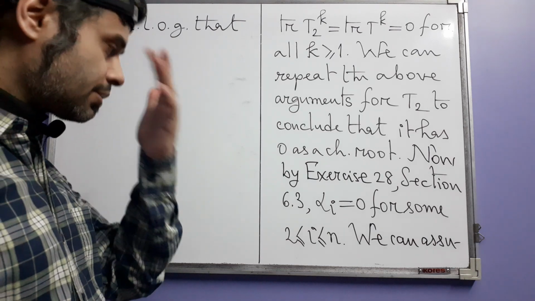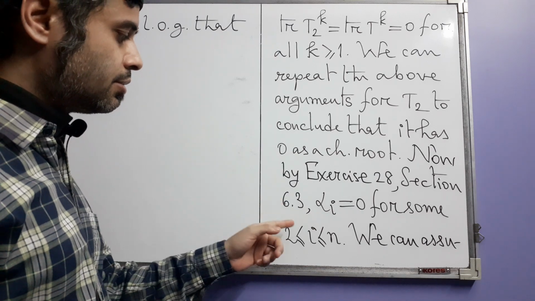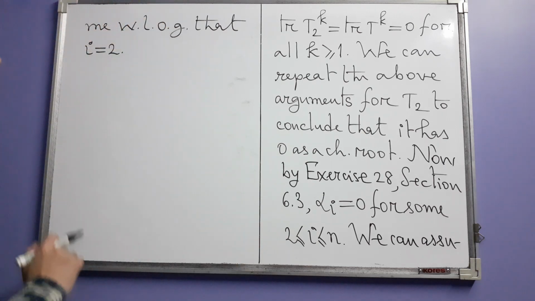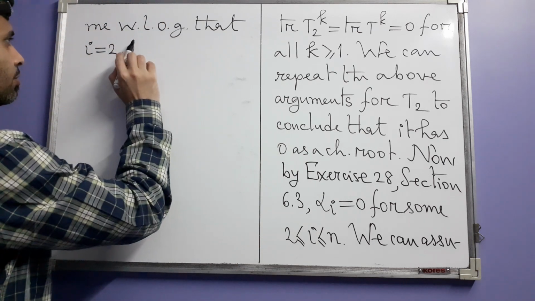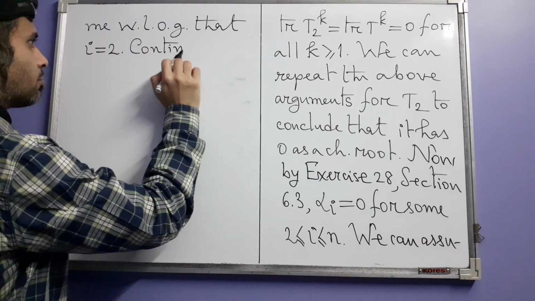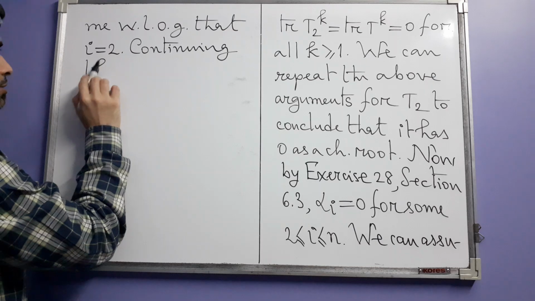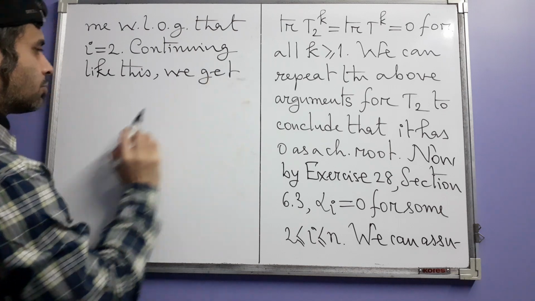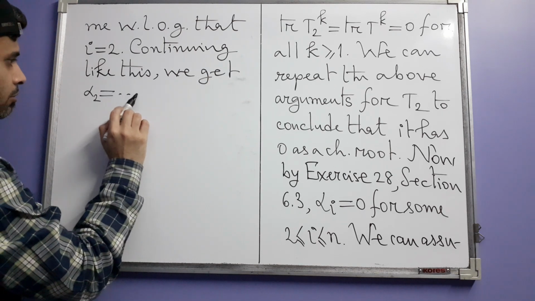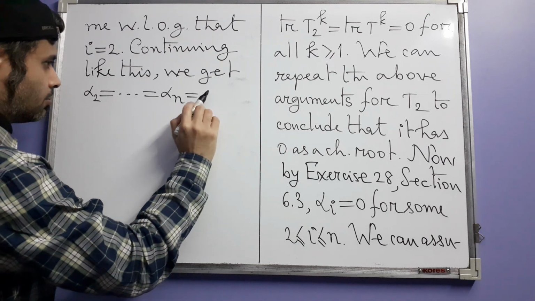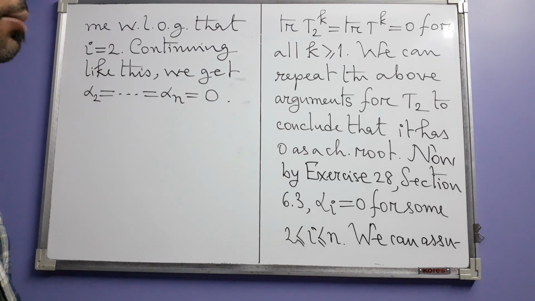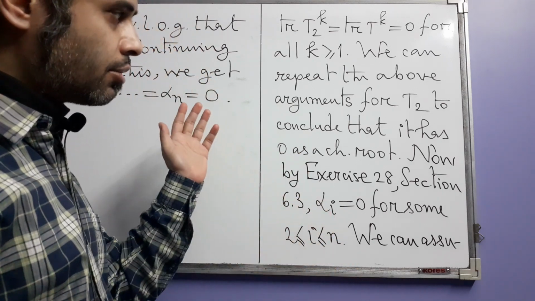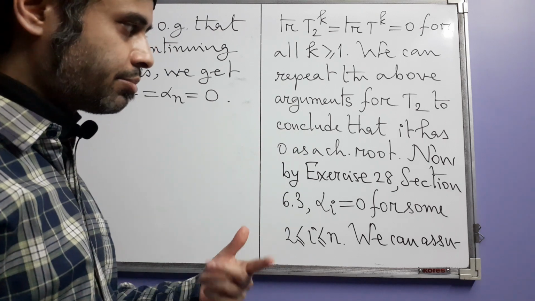So besides the first characteristic root, see this alpha 2 is actually also a characteristic root of our original operator T. So alpha 2 also is 0. Continuing like this, we get all of these alphas equal to 0. But now T is being represented by a triangular matrix where all the diagonal entries are 0, and we know something about such a matrix.